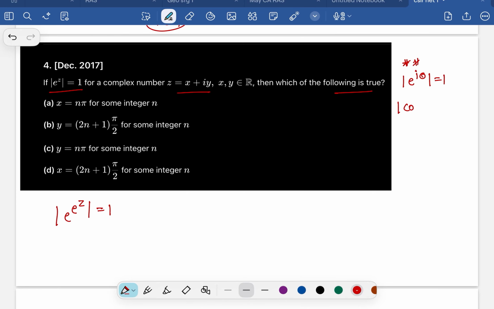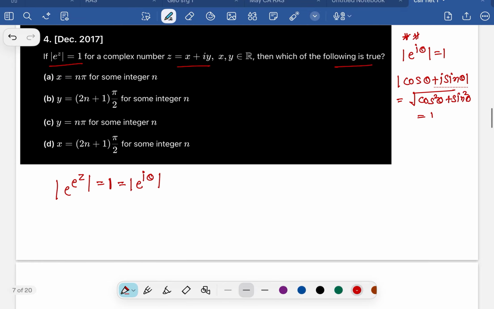If we find the mod of cos theta plus i sin theta, then it will be 1, because its modulus is equal to under root cos square theta plus sin square theta, so the value is equal to 1. It means this 1 can be written as mod of e to the power i theta. I can write it like this. And if we compare the left hand side and the right hand side, we will get that e to the power z is equal to e to the power i theta, because the base is same, so power has to be same.